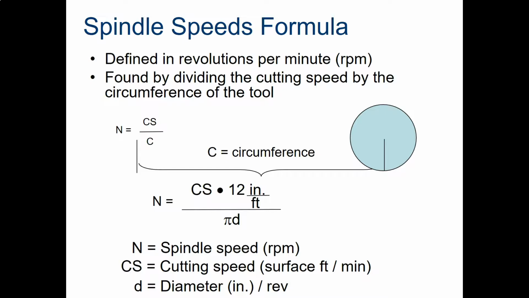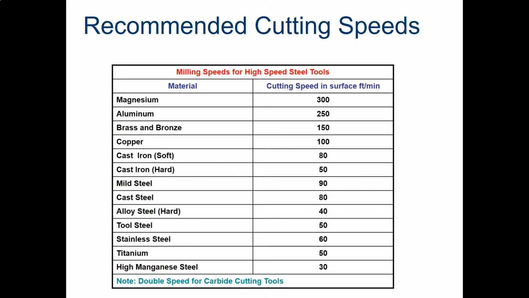In the end, this can be simplified to spindle speed as being the cutting speed, once it's converted, divided by the circumference of my tool, pi times the diameter. Here are some recommended cutting speeds. Notice how the speeds are slower as you move down the chart. Why is that? Well, the materials are harder as you go down the chart.